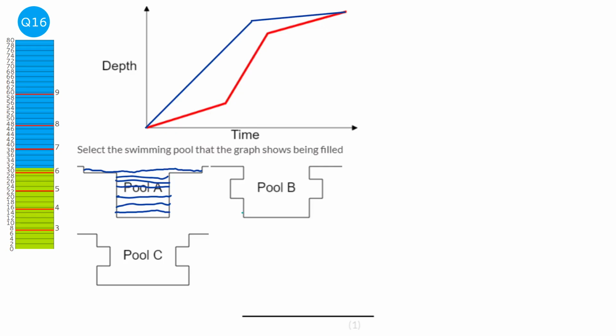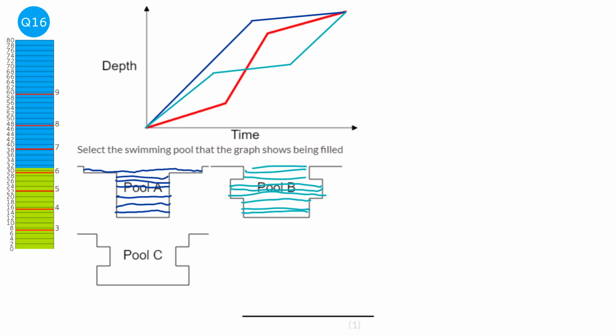So for pool B, we start off actually quite quickly, because it's quite thin, and then we have a wider bit here, so it will go slower here, and then we go quickly again. So we need a graph that starts off quite quickly, then goes slowly, and then goes quickly. And the steeper the graph on our depth time graph, the faster it's filling up. And that red line doesn't really describe that either.